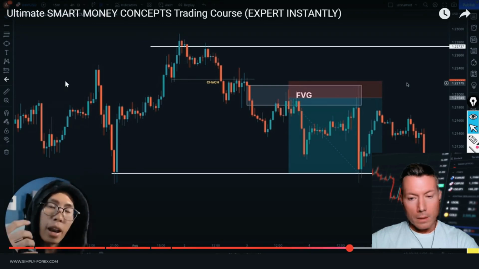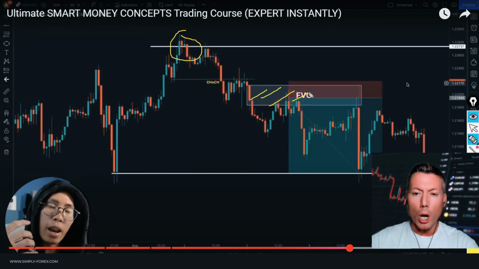Well, I can't listen to any more of this. He has made this complicated, and he's been a little bit vague when it comes to fair value gaps. He said, this is a liquidity grab, is it? Right? This is a fair value gap. They're so open to interpretation.